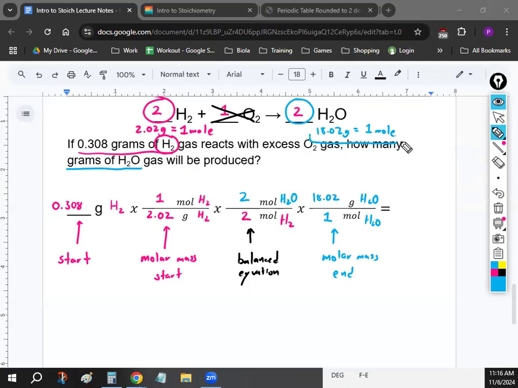Yeah, because molar mass is always 1. If it helps you just to memorize it, the bottom of the third fraction and the top of the first fraction will always be 1. So if you want to make a note about that, this spot and this spot will always be 1. Okay?